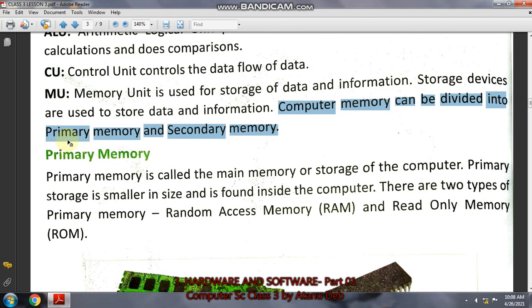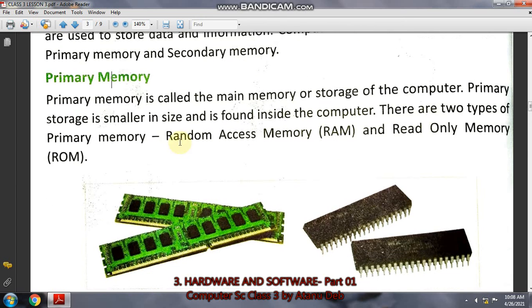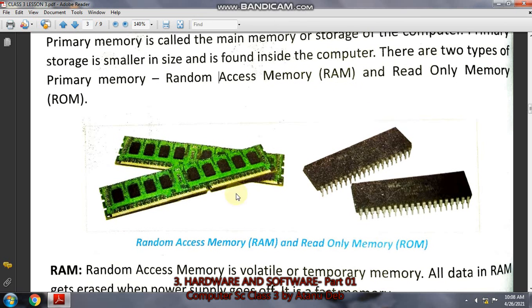Okay, this is the important part of the memory, that is main memory, primary memory. And primary memory is divided into two parts. One is random access memory, another one is read only memory. Full form is read only memory, that is ROM. RAM is random access memory.